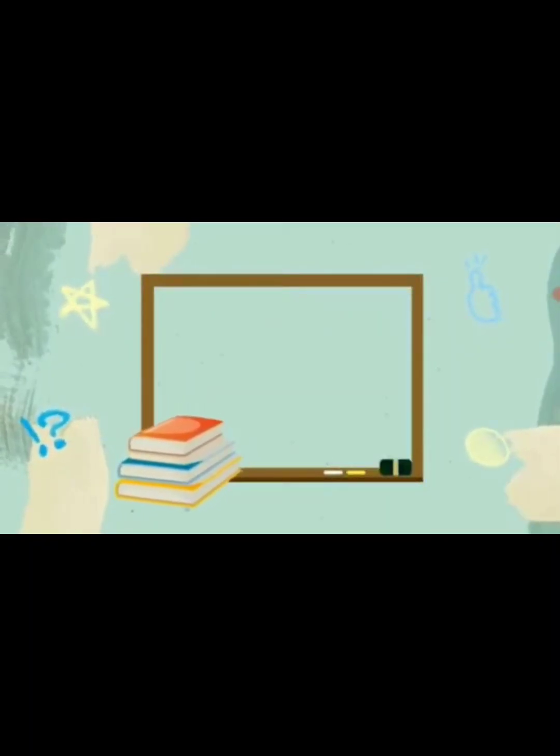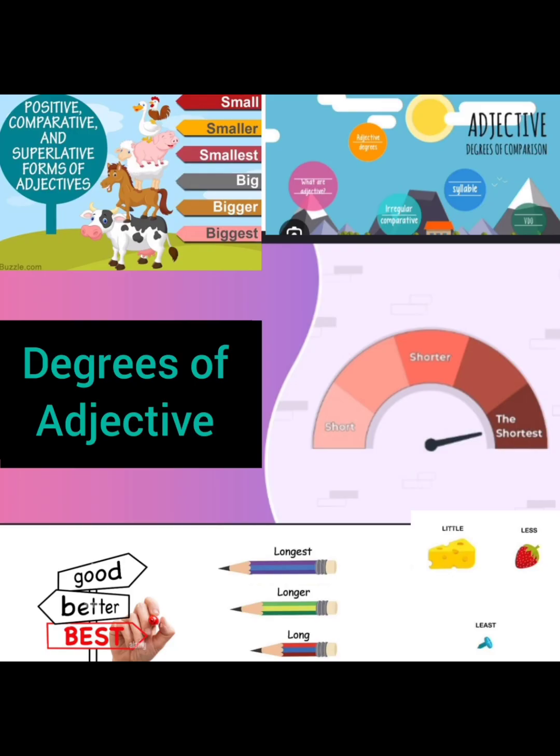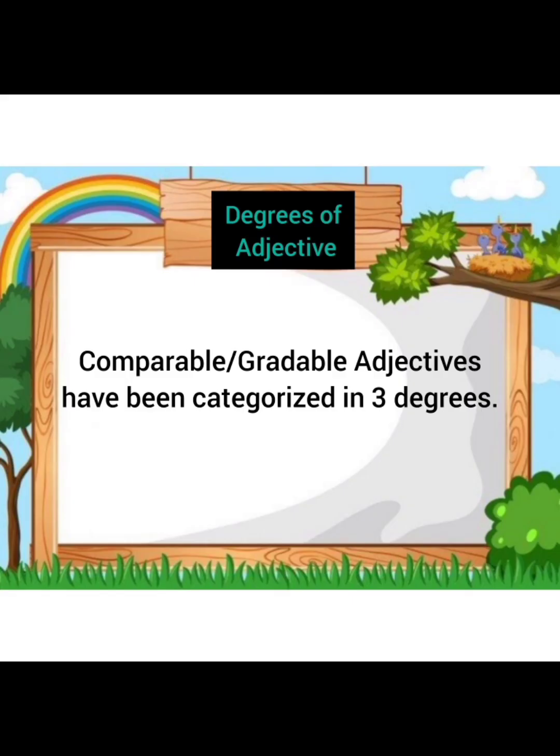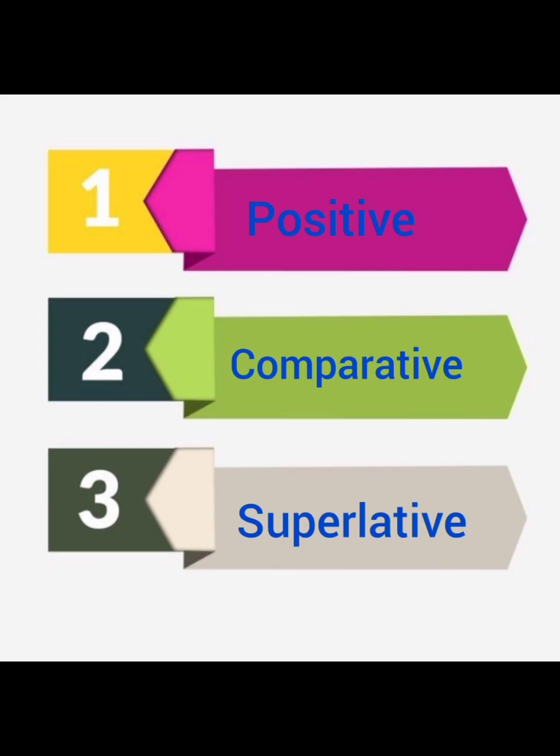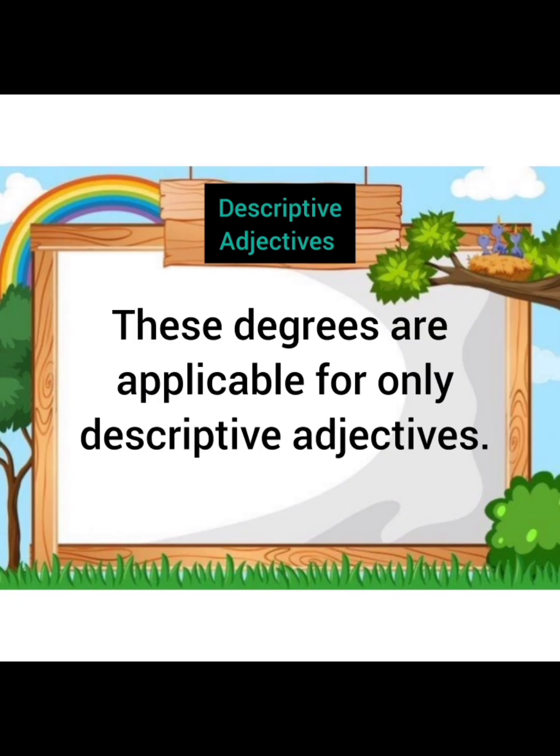I'm here with my today's topic, and that is degrees of adjectives. I have already discussed all the types and kinds of adjectives, and today I'll explain all the degrees of adjectives that are also known as comparable or gradable adjectives. These adjectives have been categorized into 3 degrees. Number 1 is positive degree, number 2 is comparative degree, and number 3 is superlative degree. These degrees are applicable for only descriptive adjectives.